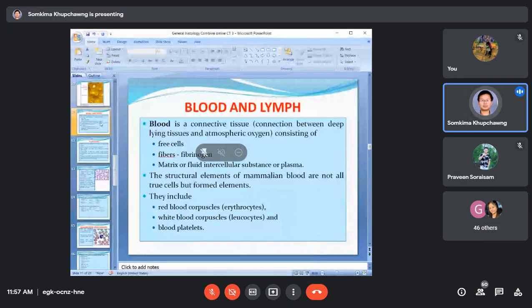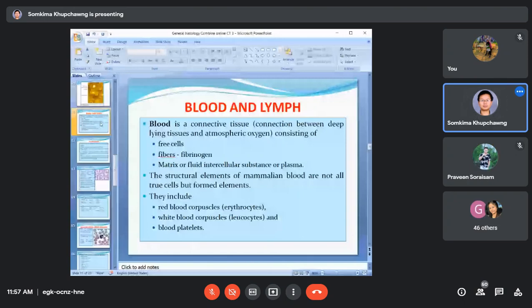Okay, but in the case of the RBC, red blood cells, mammalian red blood cells. We know that the erythrocytes do not contain the nucleus, right? So that's why here it says that the structural elements of mammalian blood are not all true cells. This RBC cannot be considered a true cell, okay?